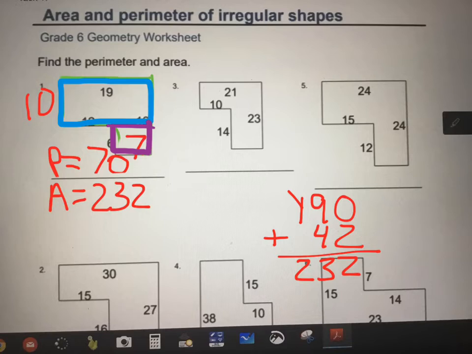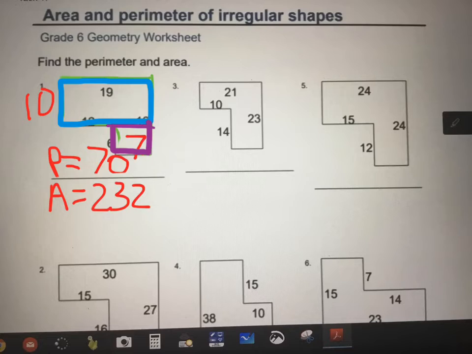Now, it's a little bit of extra steps and can get a little bit confusing, especially with the area and trying to find the missing parts. So let's go on to number 3, the second one here to the right. And let's find the missing sides first. So in this one, we only have one missing side, which is right here. Now, notice that it's going horizontally.